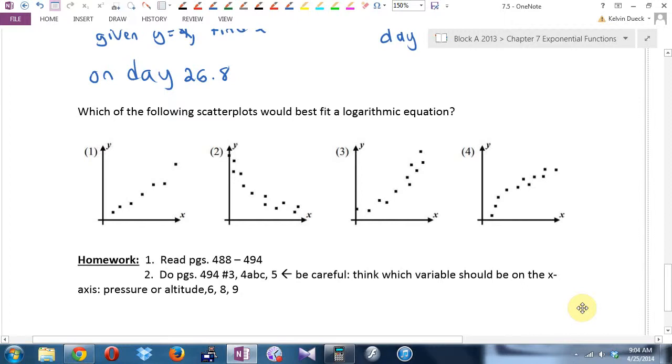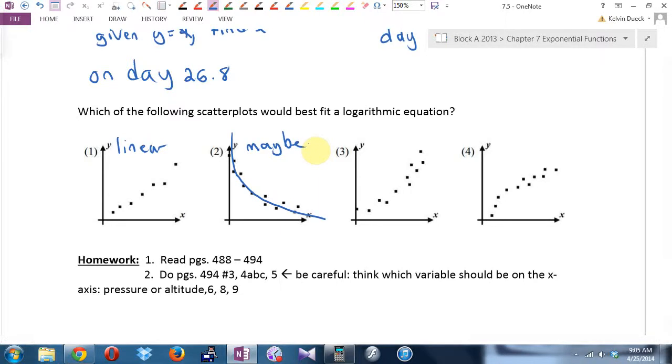One more time, which of the following scatter plots would best fit a logarithmic equation? First one? No, I think that's linear, right? Second one? Oh boy, it's sort of doing that like a log, but sort of. So I'm going to say maybe. Third one? Yeah, I don't think it's that one.